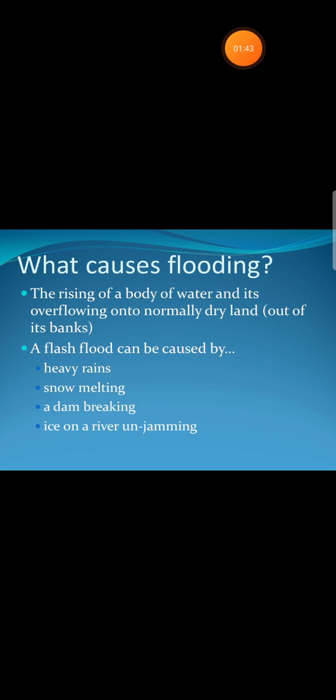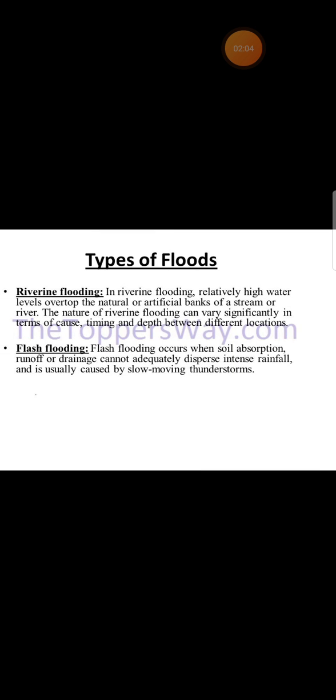So there are some causes of floods. Let us study about that. The rising of a body of water and its overflowing onto normally dry land out of its banks. So it also leads to a flood. And the second one is a flash flood, which can be caused by heavy rains, snow melting, a dam breaking, or ice jamming on a river. So there are mainly two types of floods. The first one is riverine flooding and the second one is flash flooding.